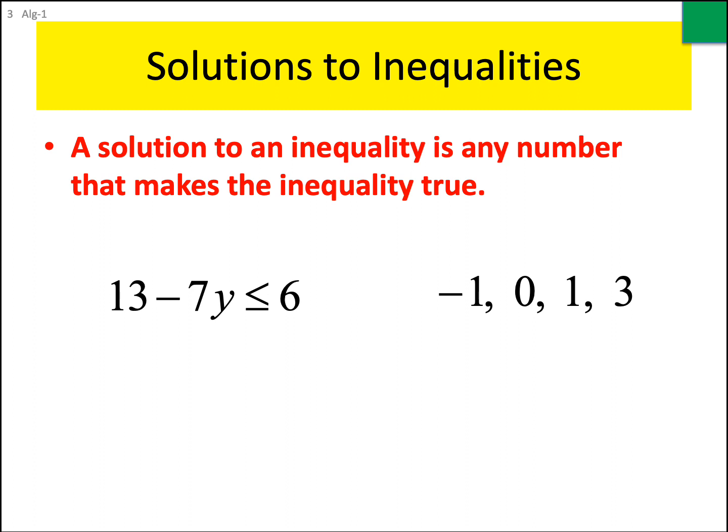All right, how'd you do? Well, let's see. Throw in -1. -1 times -7 is +7. That gives me 20, and 20 is clearly not smaller than 6. So the -1 is a big fat no.